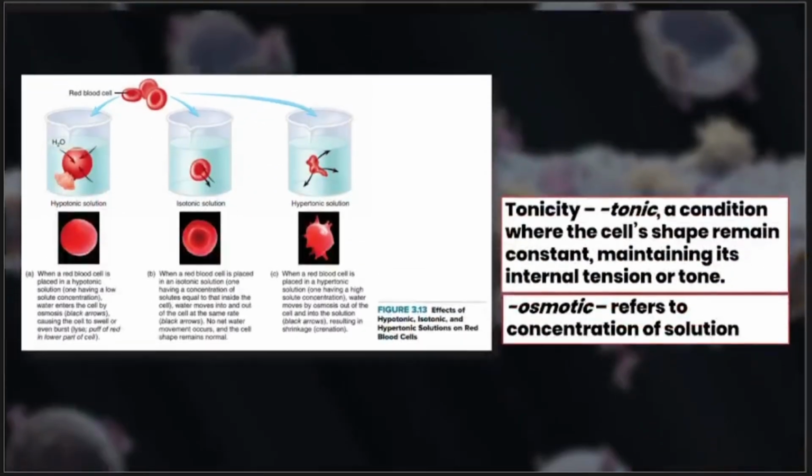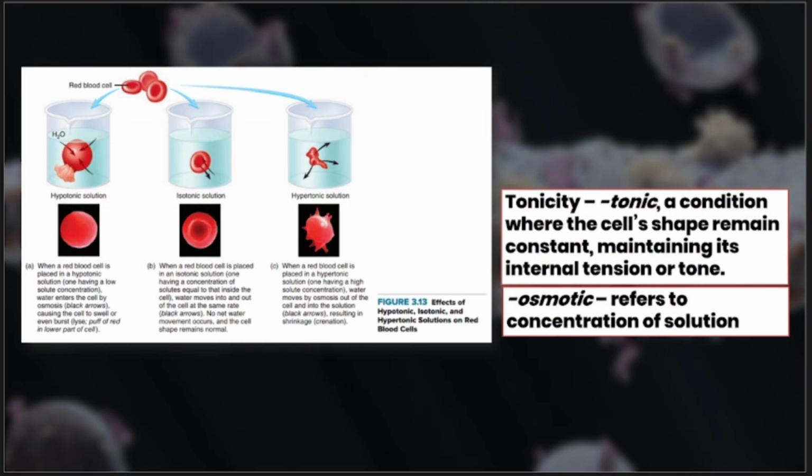And when we talk about tonicity, tonic is a condition where a cell's shape remains constant, maintaining its internal tension or tone. Osmotic, again, refers to the concentration of a solution. We have here in figure 3.13 the different scenarios of the effects of hypotonic, isotonic, and hypertonic solutions.